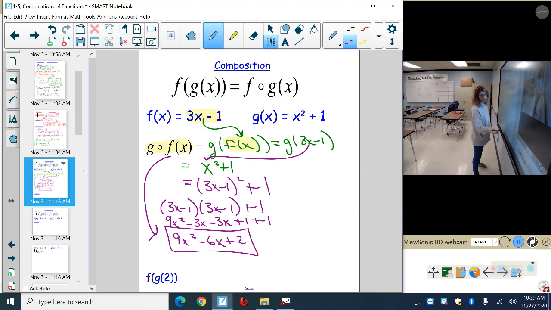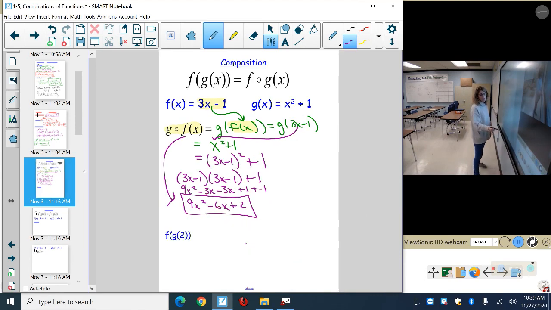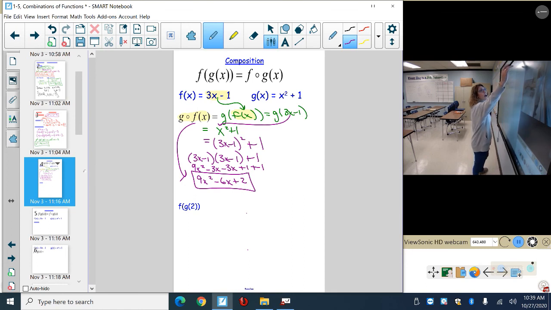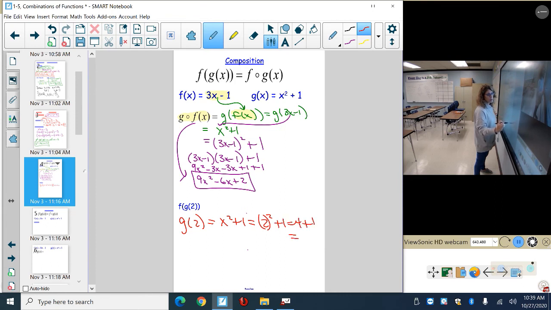Well, this is really tricky. You work from the inside out. So if I work from the inside out, I'm going to do g at 2. I'm going to take my g function, which is x squared plus 1, and plug in 2. 2 squared is 4, plus 1 is 5. So that means g at 2, which is right here, is also known as 5. So that means I'm going to do f at 5 now.